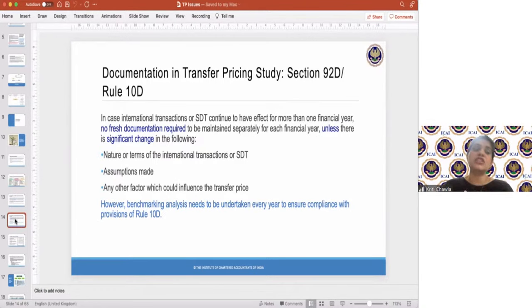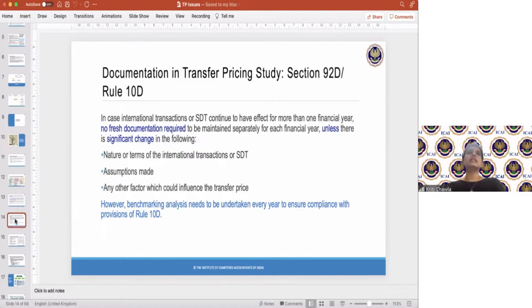But it could be a situation that in year one, we have transactions with our related parties and we are making a TP study. In year two, maybe we do not have transactions with that particular AE and there is no requirement to do a TP study then. So it just depends on whether international transfer pricing is applicable or domestic transfer pricing is applicable. Then obviously you'll have to maintain a TP study every year.